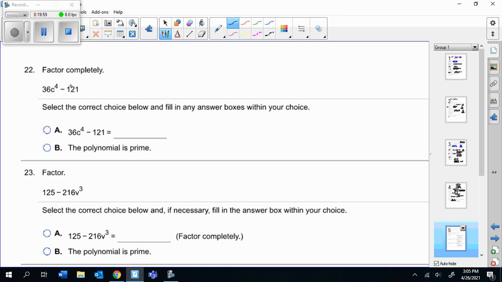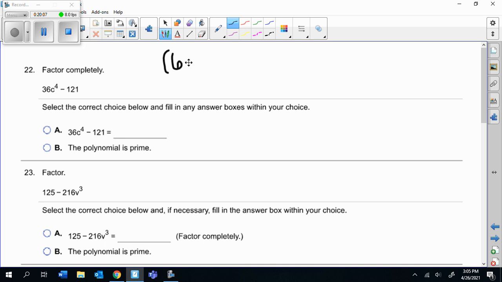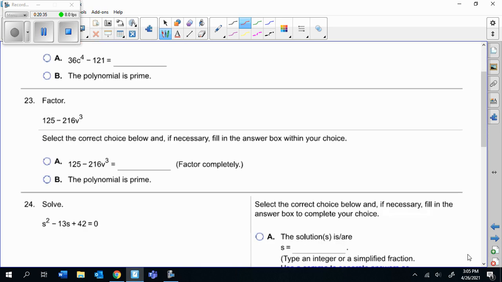36 and 121. 121 is a little tricky. That's 11 times 11. So I see those as perfect squares. 6c squared plus 11 and 6c squared minus 11. So a little bit harder on level of difficulty. If you don't know how to deal with this not being a 2, just take that exponent and divide by 2, since we're talking about squares. 23.